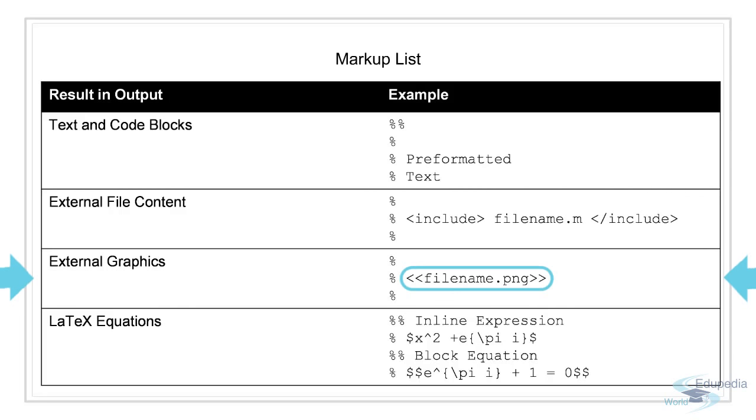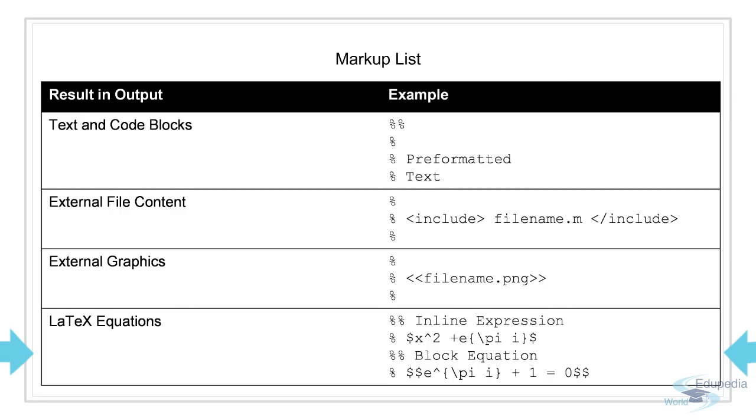So for example, here we are having a file name .png. So this is referring to the same folder where the MATLAB is publishing the output. Then we have LaTeX equations. So we can have two forms of LaTeX equations in the comments. We can have an inline expression or we can have a block equation.